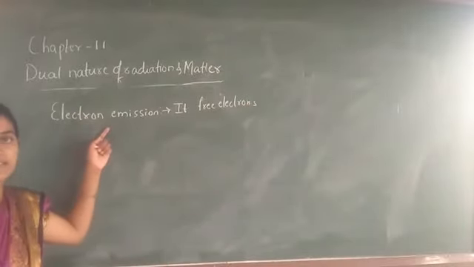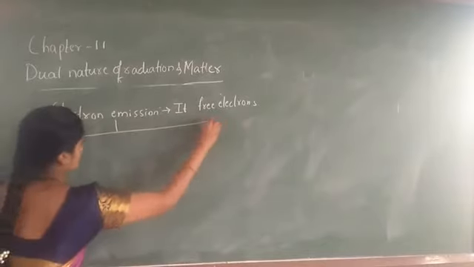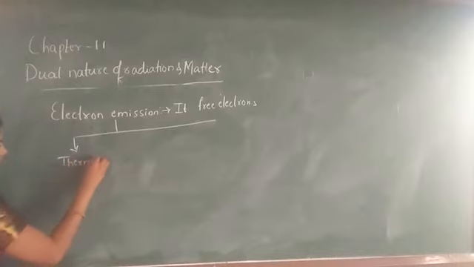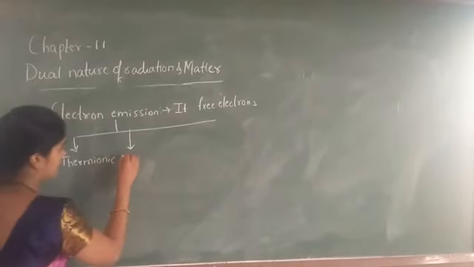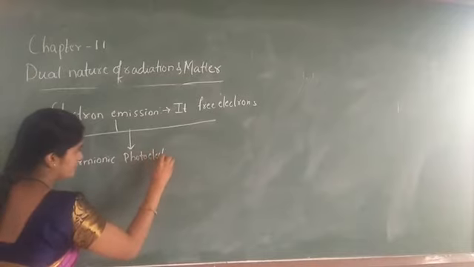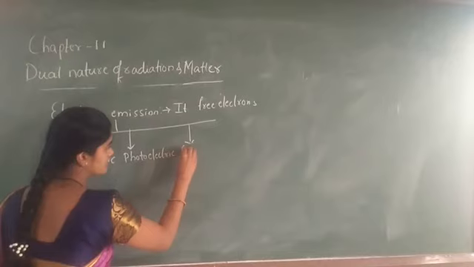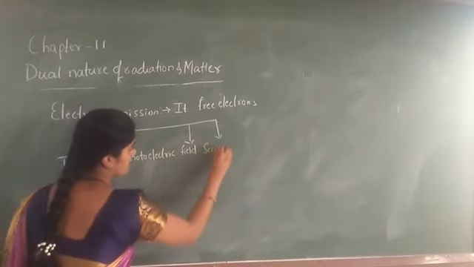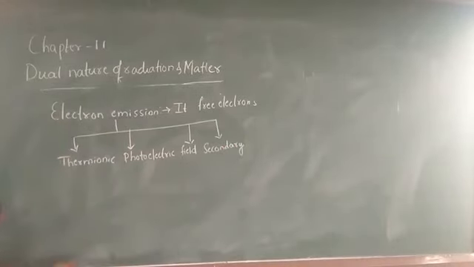This electron emission is divided into four types. First one, thermionic emission. Second one, photoelectric emission. Third one, field emission. And last one is secondary emission. These are the four types of electron emission.